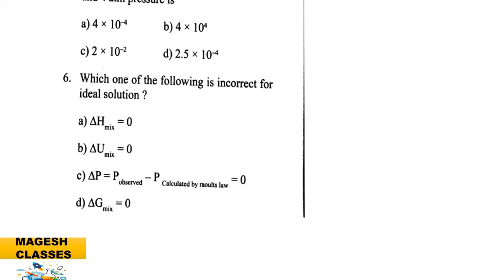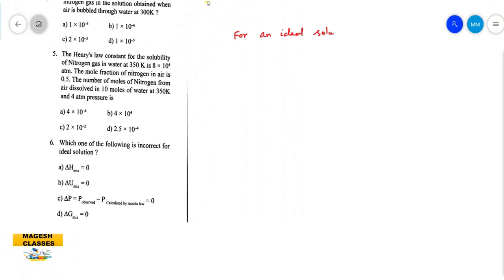Question number 6. Which one of the following is incorrect for an ideal solution? For an ideal solution, the entropy change of mixing is not equal to 0. That is, entropy increases or decreases, and del G of mixing is not equal to 0. For an ideal solution in the case of mixing, del V is equal to 0. Del H, the enthalpy change, is also 0. And the internal energy change of mixing is 0.